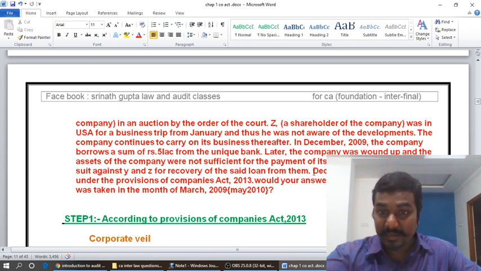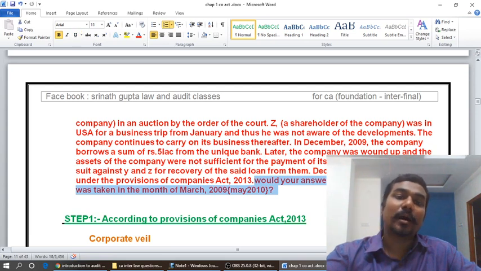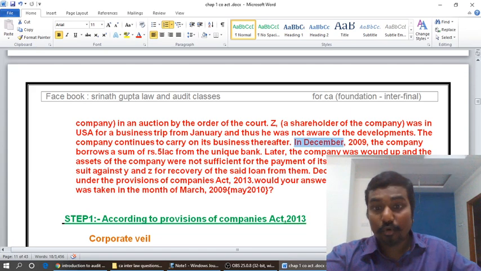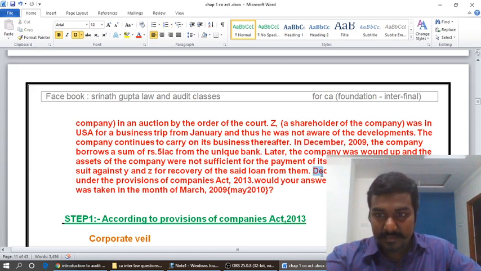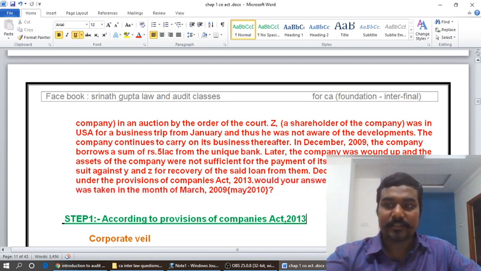Decide, see, it is important. From here it is important. Decide the liabilities of X and Y. Question number 1. Again, one more question is there: would your answer be the same if the loan was taken in the month of March 2009 instead of December 2009? Here two questions are there. Decide the liabilities of X and Y is one question. Would your answer be the same if the loan was taken in March instead of December 2009? So how to answer this kind of question?